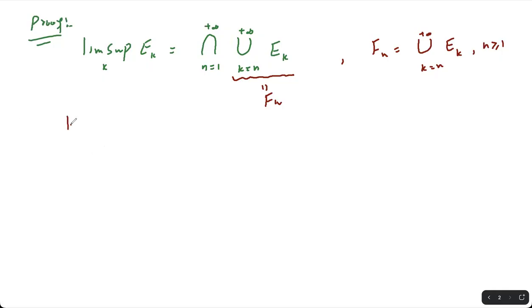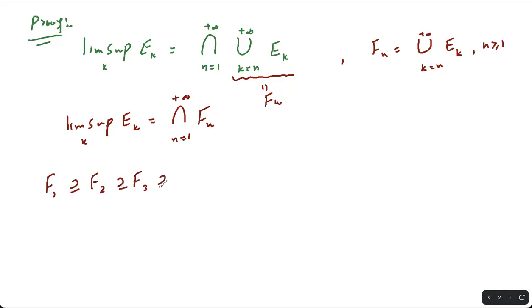Then your limit sup of Ek is exactly equal to the intersection of n is equal to 1 to plus infinity of Fn. Okay, let's see how this sequence behaves. First of all, it's a decreasing sequence. Definitely F1 is the superset of F2, F2 is the superset of F3, F3 is the superset of F4, and so on.